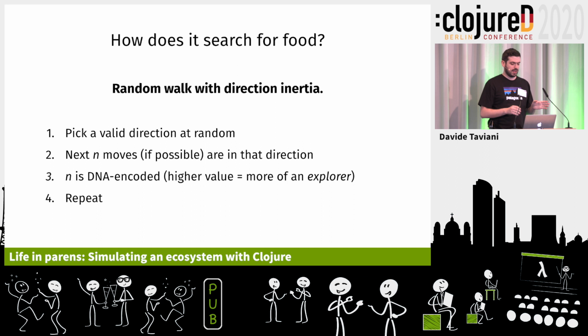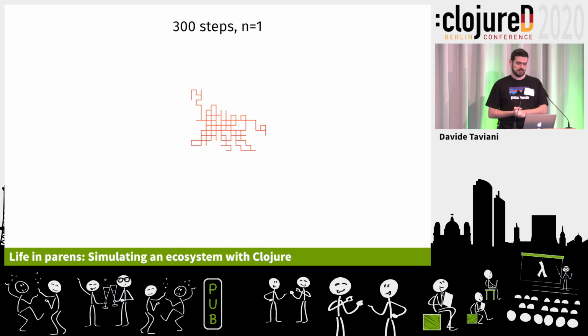And this value of n may be a good candidate for our DNA, because you can imagine a creature that has a very high value of this n will actually pick a direction and stick with it and explore, maybe migrate. And this is an example of 300 steps for a being moving in our canvas. N equal 1 is a random walk.